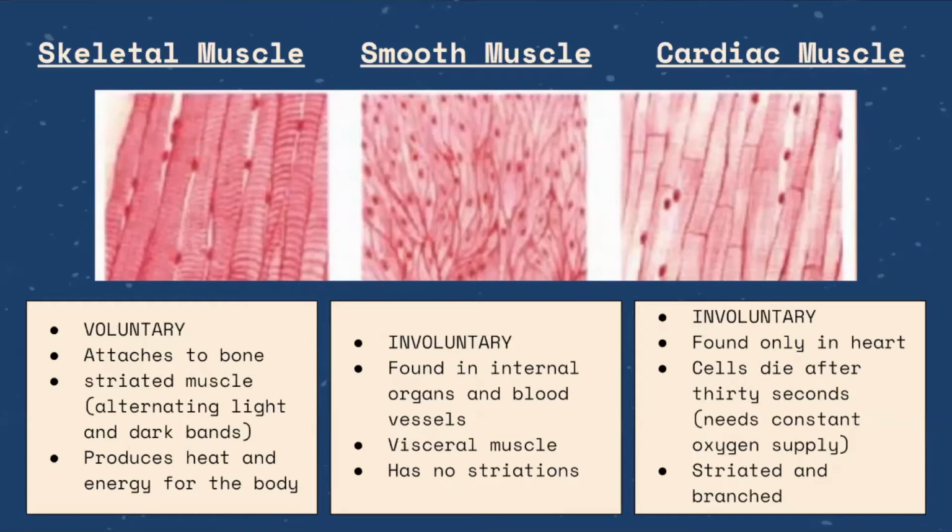For cardiac muscle, I'm not sure of the reason why they die off so quickly. It's probably because they need constant nutrition and supply because, again, it is the strongest muscle in the... not strongest muscle. It pumps so much blood that it really needs all of that nutrition and oxygen.